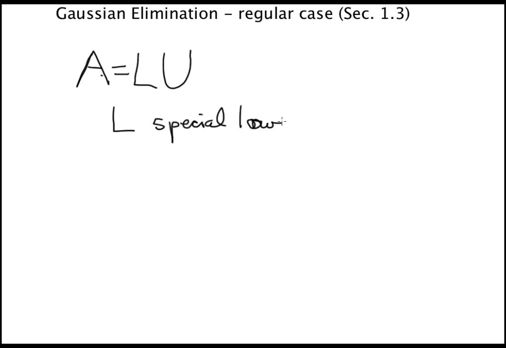Okay, one last final bit of terminology. Suppose you have a matrix A and you write it as LU, where again L is special lower triangular and U is upper triangular. This is called, strangely enough, the LU decomposition.